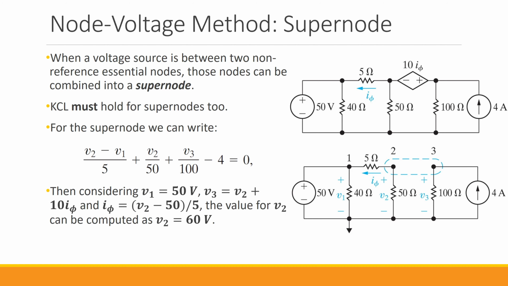And then we do the same. We do the rest too. We consider V1 to be 50 volts. We consider V3 to be V2 plus 10 I phi. That is equivalent to having V3 minus V2 to be 10 I phi. And for the I phi, we know that I phi equals V2 minus V1 over 5. Based on those, we can calculate the value for V2 to be 60 volts.